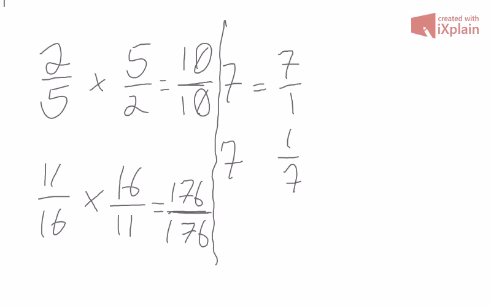Let's look at 7 times 1/7. And again, 7 is the same thing as 7 over 1. So 7 times 1 gives us 7. And 1 times 7 also gives us 7. And 7 divided by 7 gives us 1. So we know that all of these numbers are a multiplicative inverse of one another. And that's very simply how you find the multiplicative inverse.